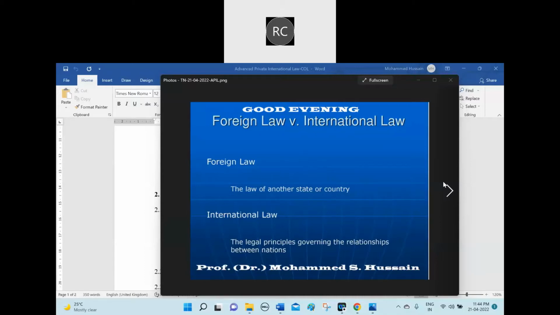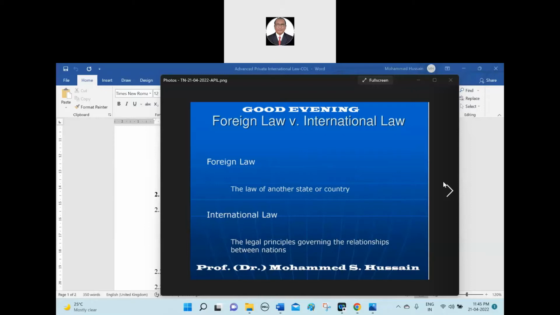Then the foreign law versus international law. When you write the verses, please keep in mind, we should use small letters and the full stop, and the party names should be in italics. That is the fundamental rule.